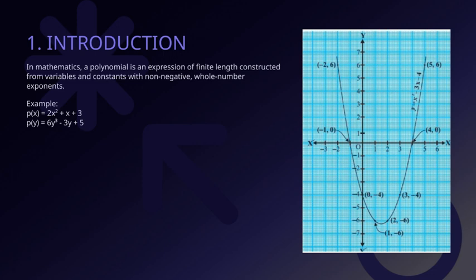In mathematics, a polynomial is essentially an expression of finite length, meaning it has a limited number of terms. It's constructed using variables and constants, and importantly, the exponents on those variables are non-negative whole numbers. Understanding this is fundamental because polynomials form the backbone of many algebraic concepts we'll explore, and recognizing their structure helps us analyze their behavior and properties. So, as we proceed, keep in mind how these examples connect to the broader themes of algebra and functions.